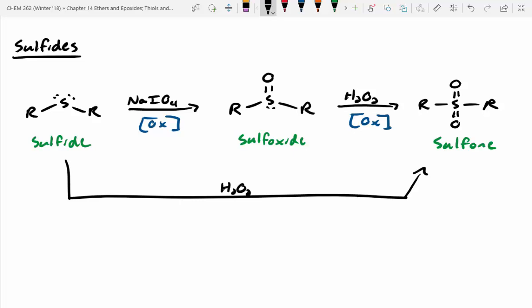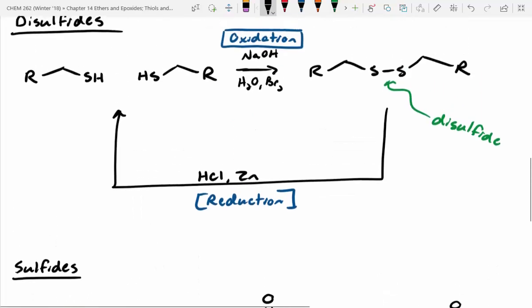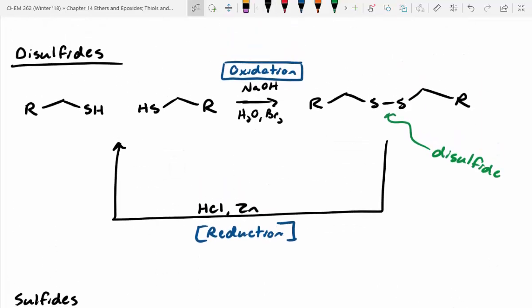People will ask me too, do we need to know these mechanisms? No, they're a little complicated. Honestly, we're not going to get too much into sulfur chemistry as far as synthesis goes, but I do show it to you, especially this one, because it shows up a lot in biochemistry. Like I said, it's very important to understand.